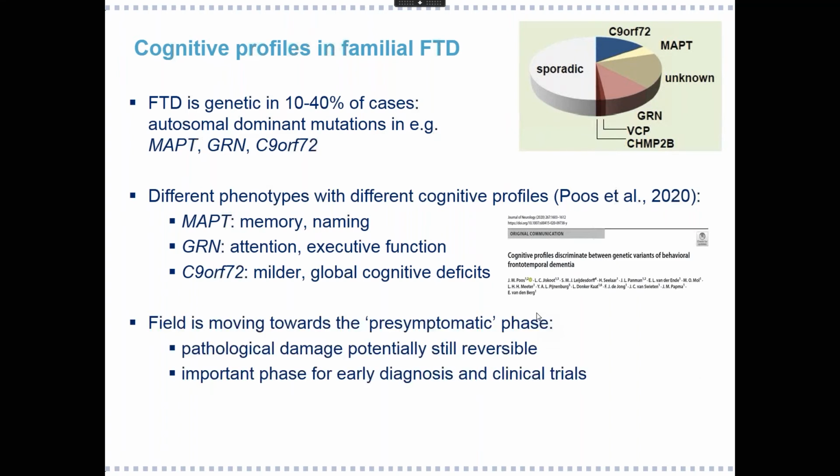We see the field move more and more towards the pre-symptomatic phase. That is the phase in which there are no overt symptoms of disease yet, but the underlying pathology is already active. This is a very interesting stage, as the pathological damage is still mild and potentially also still reversible, which makes it a very important phase for early diagnosis and the start of disease-modifying treatments in trials.